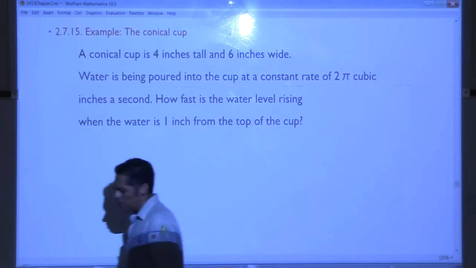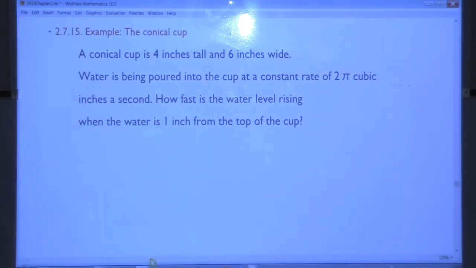All right, so here we go. We're going to do this problem, and I've got more problems than we have time for, so I'm going to have to pick and choose. This one is a classic problem. Most Cal 1 students will see this problem or something like it.